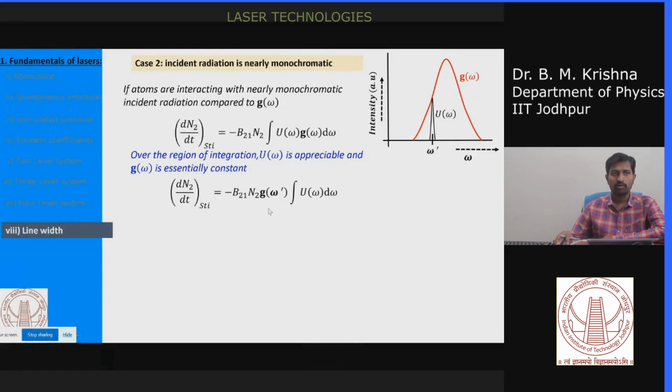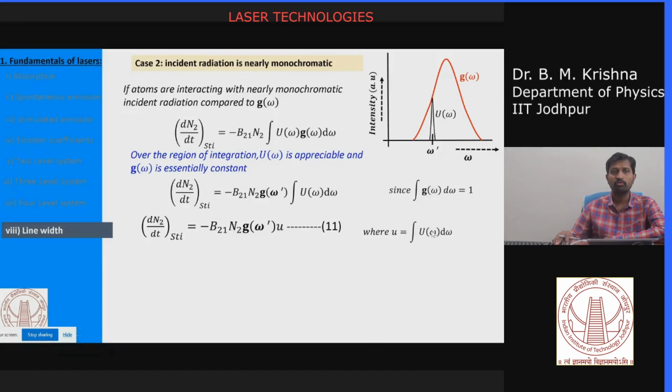So your equation becomes minus B21 N2 G of omega prime, so I am taking at the frequency of omega prime, integration of U of omega d omega. Integration of U of omega d omega, I will take it as U. So now your final equation becomes dN2 by dt of your stimulated emission is equal to minus B21 N2 G of omega prime and U.